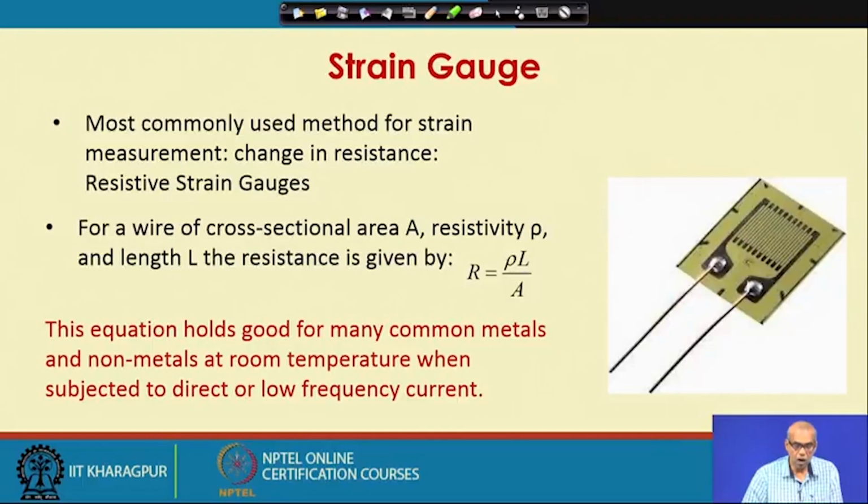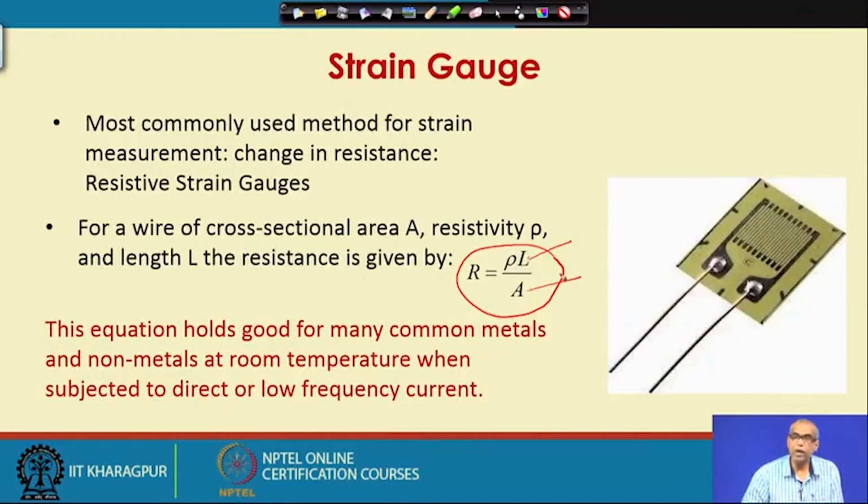You know that for a wire of cross sectional area A, resistivity rho and length L, the resistance is given by R equal to rho L divided by A. This equation holds good for many common metals and non-metals at room temperature when subjected to direct or low frequency current. So, resistance is a function of L as well as A.